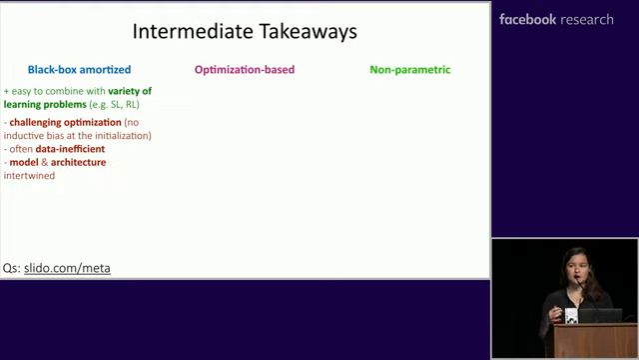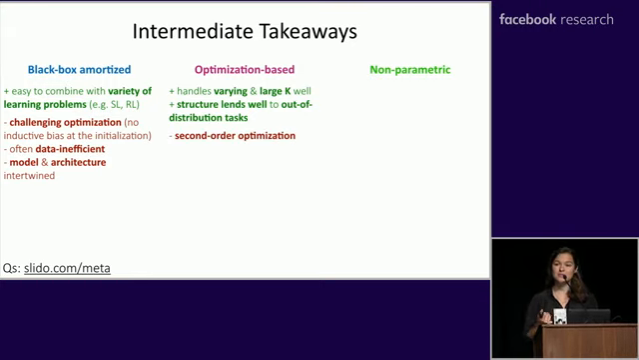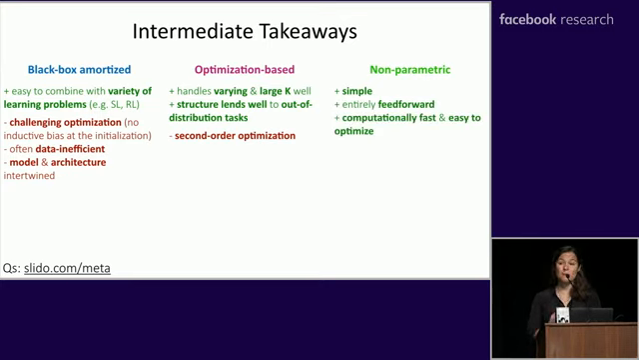And lastly, these methods do have an intertwined model and architecture. Essentially, the model that you're using to make predictions about data points is inherently intertwined with the model that you're using to take in the training data points as input. OK, as I mentioned before, optimization-based approaches can very nicely handle varying k and large k. The structure also lends well to out-of-distribution tasks. And one of the downsides is that it does involve second-order optimization, although there are a couple of approaches towards trying to mitigate this. Non-parametric approaches are quite simple, and they're entirely feed-forward. And because they're entirely feed-forward, they're computationally fast and easy to optimize, because you don't need to worry about backpropagating through gradient steps or through recurrent neural networks, for example.